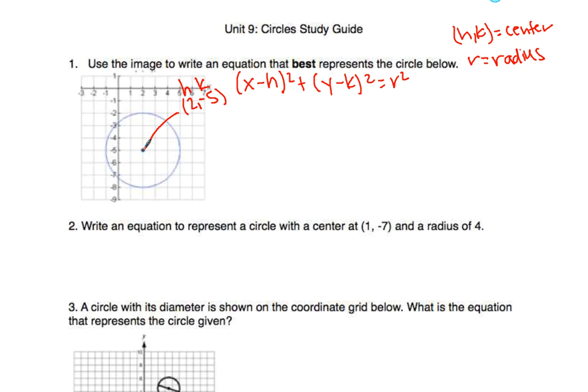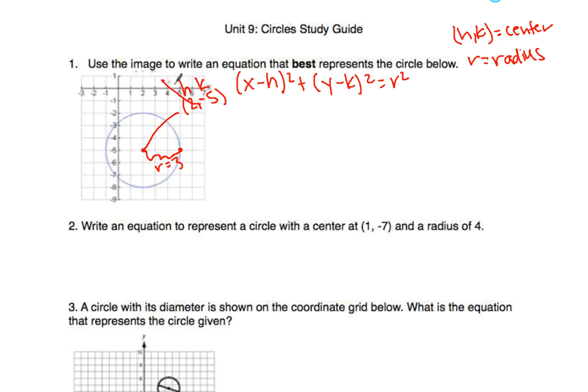To find your radius, you would go from that center point to any point that's on the outside. So this is a point that's on the outside, and all you have to do is count how many blocks it is from the center point to the outside. So this means that your r is 3. So your radius is 3.